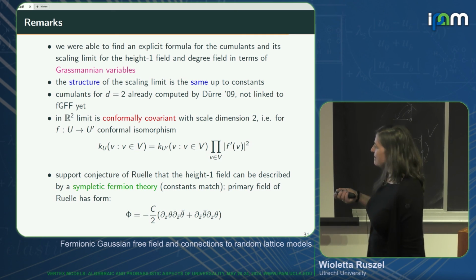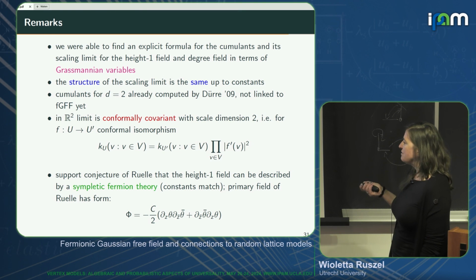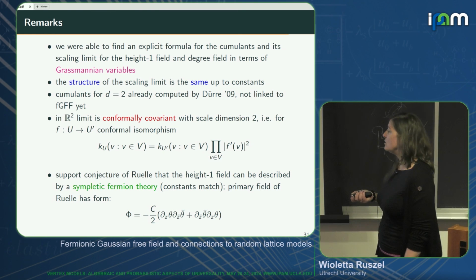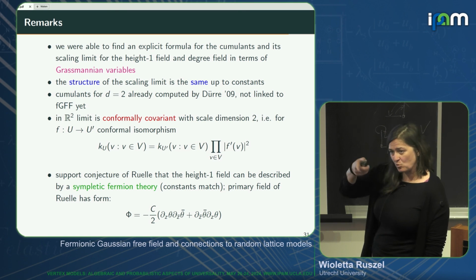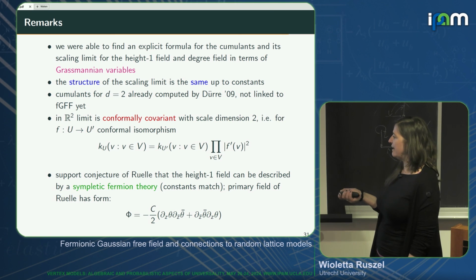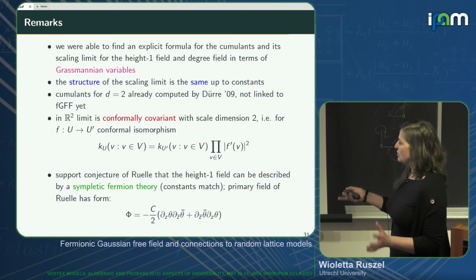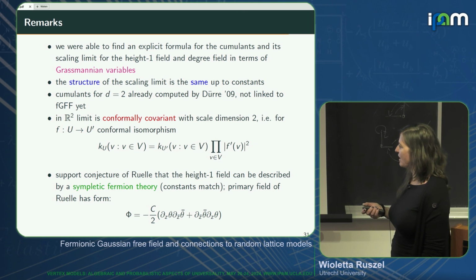And so the nice thing is that this goes to supporting the conjecture by Philippe Ruelle that the height 1 field can be described by symplectic fermion theory. So he wrote the primary field of Ruelle having this form. So this is minus C/2, and this C constant is the same as we get for the cumulants. And here theta is the free field, and this is another copy of the free field. So you see here the structure consists of products of gradients of the free field multiplied by this constant. Since we match the structure and we match this constant, it supports the conjecture.